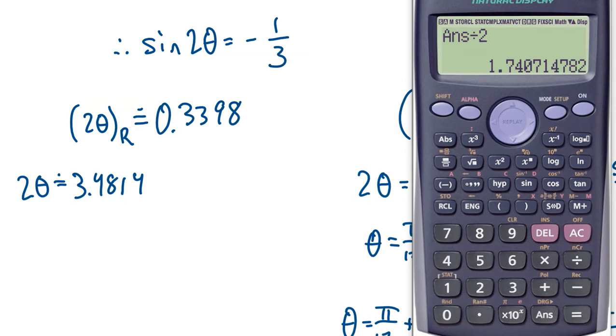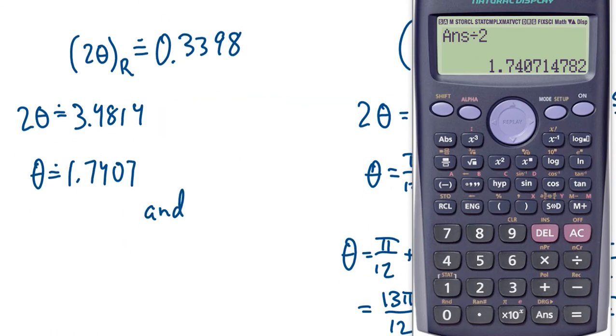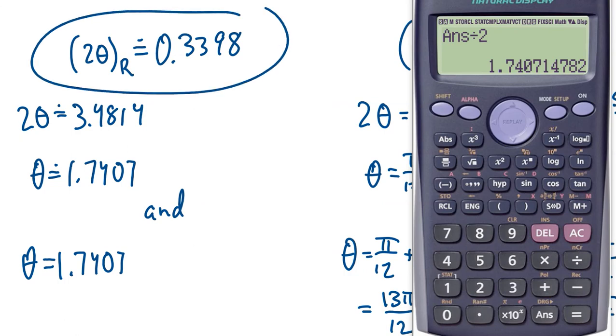Divide by 2. And add pi again. Why did you add pi first and then divide by 2? Because I was going to quadrant 3 and that's pi plus theta related. But don't you divide first? No, you don't divide first. I took 2 theta related, took it to quadrant 3, and then you divide by 2.